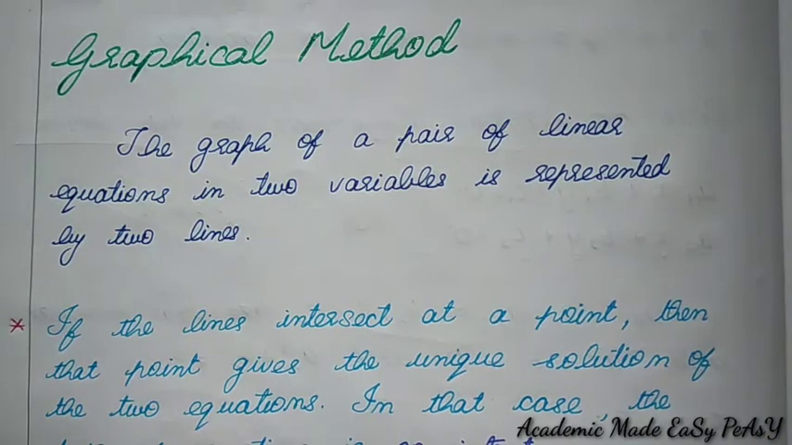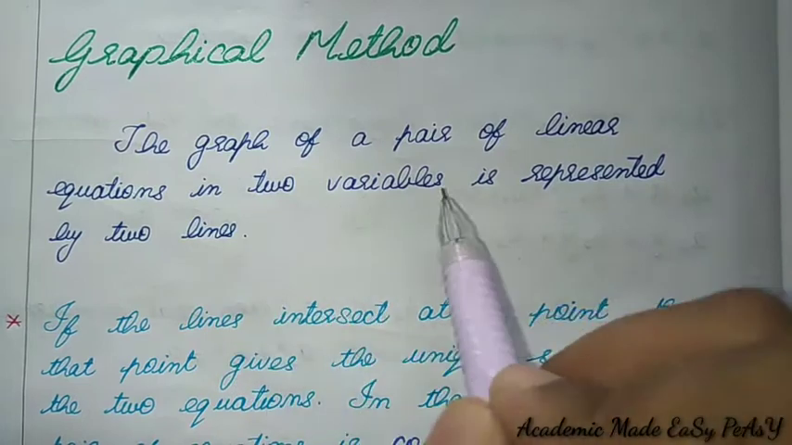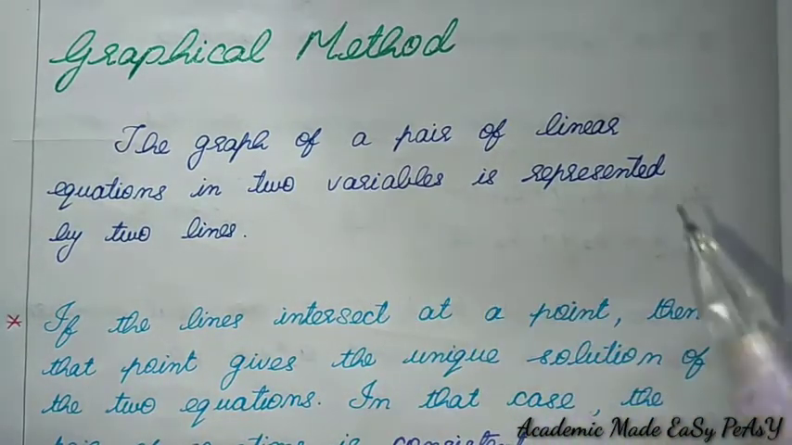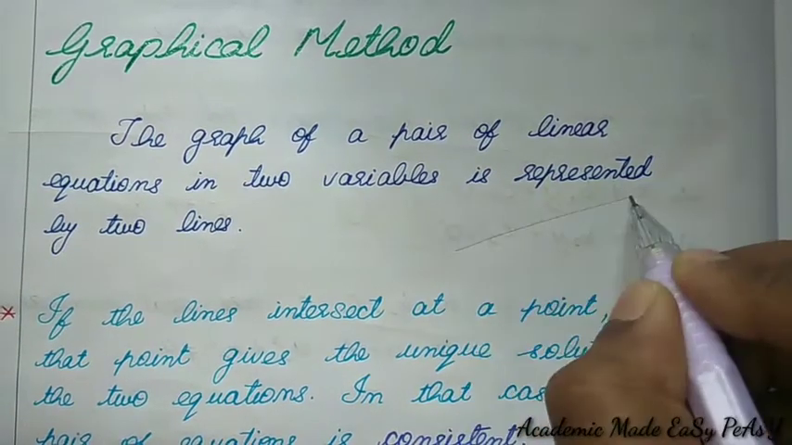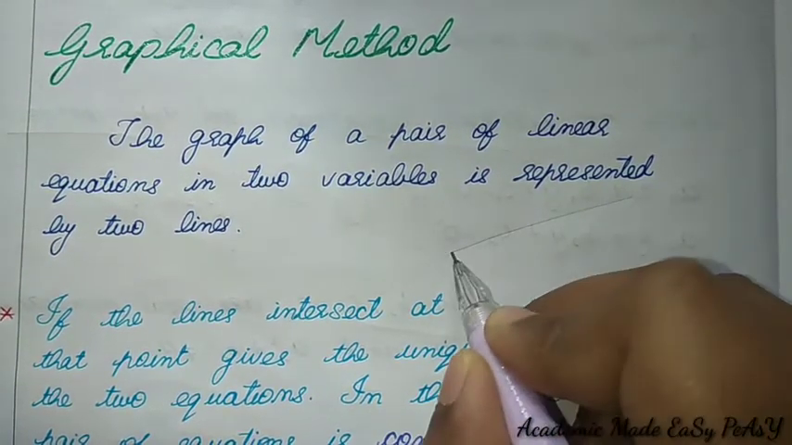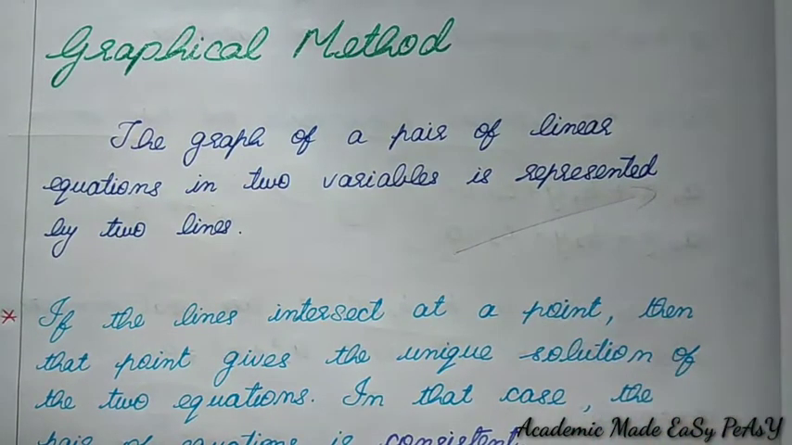First, let us learn about finding the solution using the graphical method. So here we will be using the graph. Okay, so here let's learn. The graph of a pair of linear equations in two variables is represented by two lines. So we know that every equation contains a line, isn't it? Contains a straight line in the graph. So using those lines we will be finding the solution.